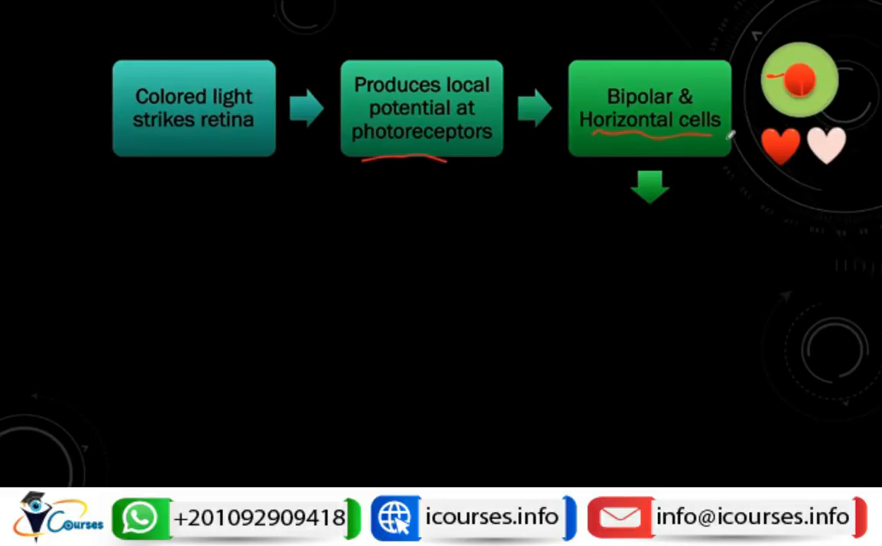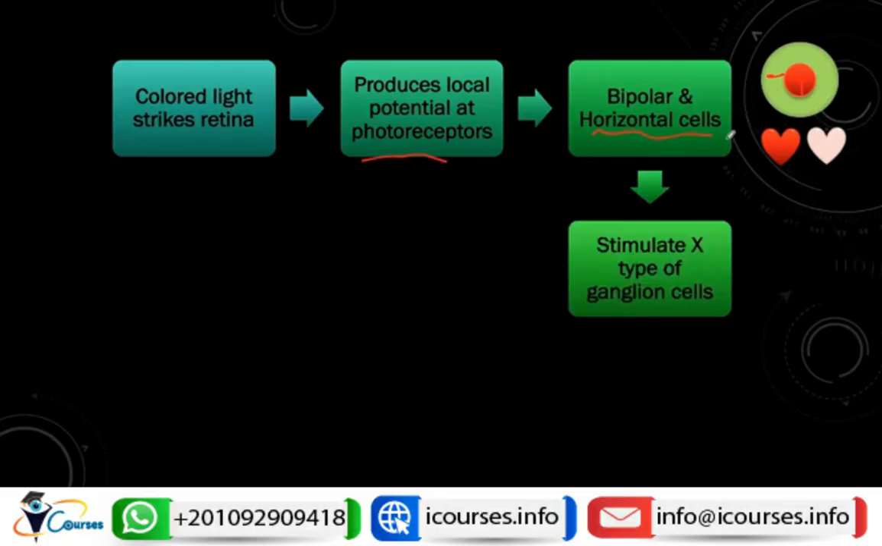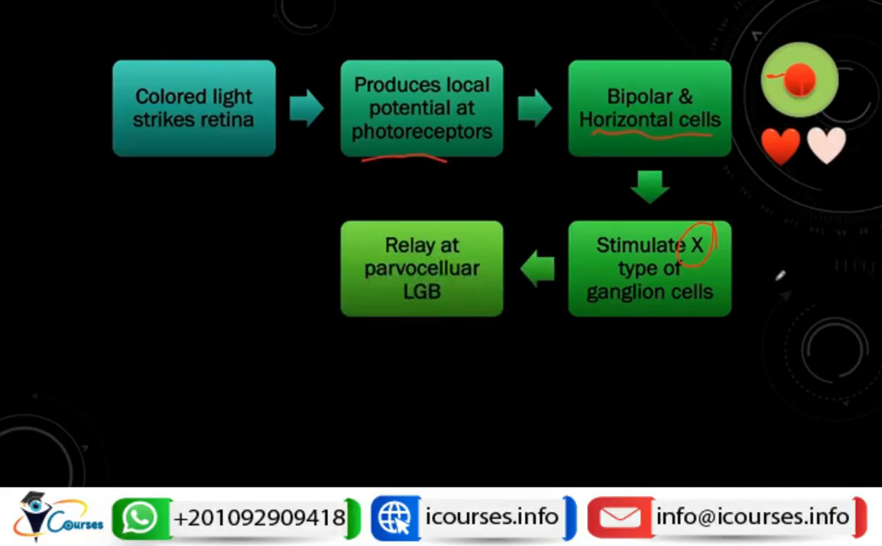Then after bipolar and horizontal cells, it will stimulate the ganglion cells. And which type of ganglion cells? We said yesterday that it is X cells. The X cells are the type of ganglion cells present in the retina that respond to color vision. Then the fibers from the X cells will relay in the parvocellular layers. So layers 3 to 6 of the lateral geniculate body are the layers that will respond to color vision.